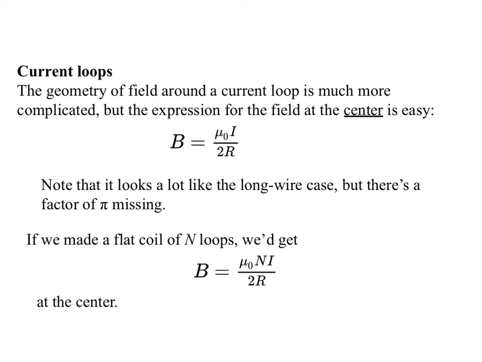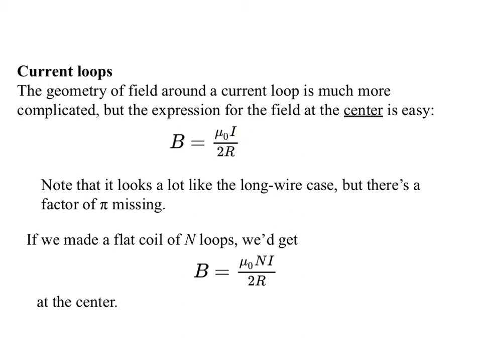All right, the geometry of the field around a current loop is much more complicated, and therefore it is not easy to come up with an expression for B as a function of anywhere you are in space. But the expression of the field at the center is really very simple because they all just linearly superpose there, and it turns out that the field at the center is mu naught I over 2r. Notice it looks a lot like the long wire case, but the factor of pi has gone missing, and later in the class, when we've done Ampere's law, we'll see why that would be.